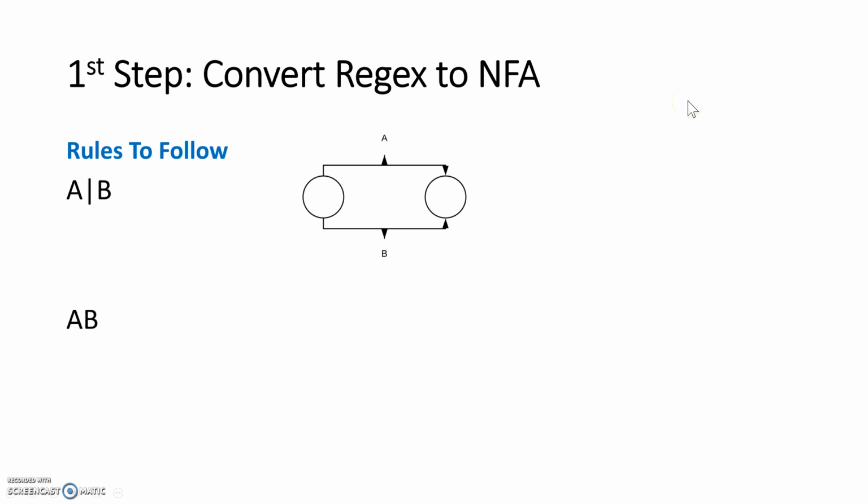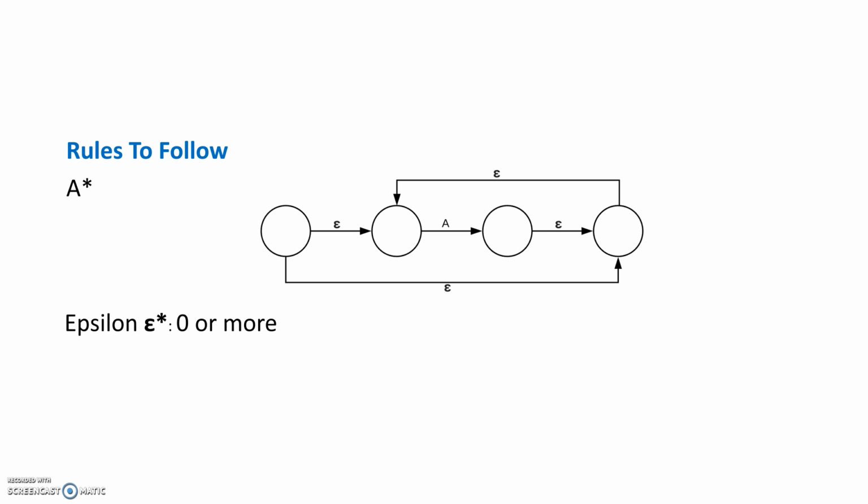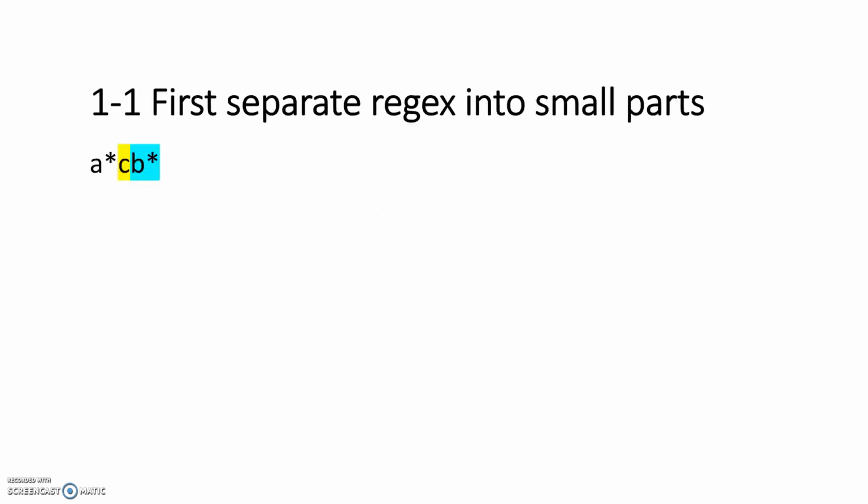The second one is A followed by B, done by three states, followed by two transitions between them. The first one labeled A, and the second one labeled B. The third one is the final one, A star, done with four states, and A goes in the middle of the two, and epsilon between the others. So, anyone will ask me what the epsilon means. So epsilon means zero or more.